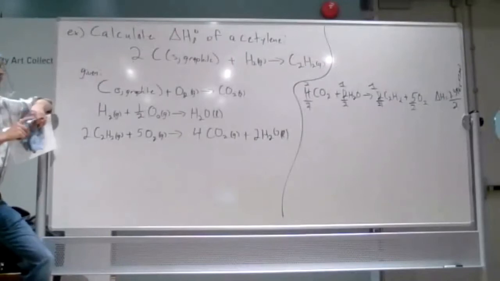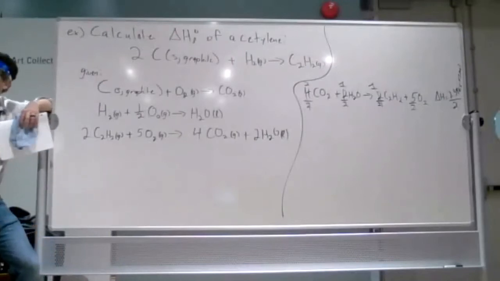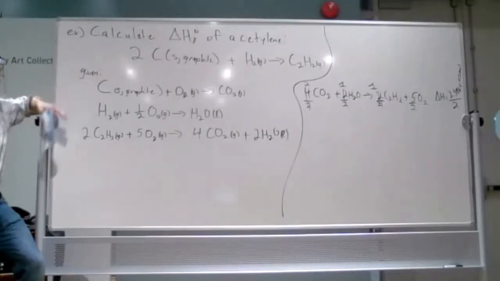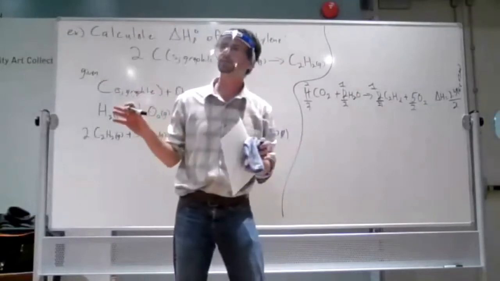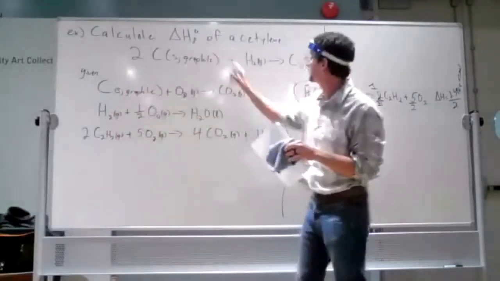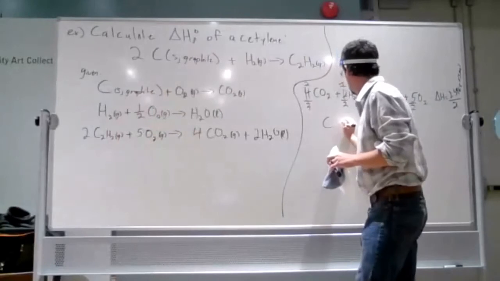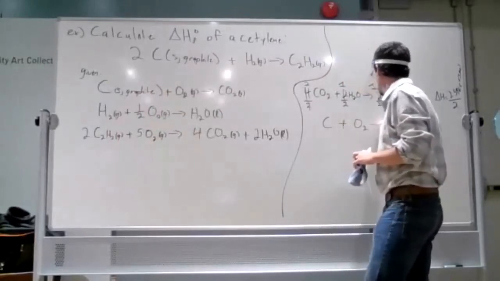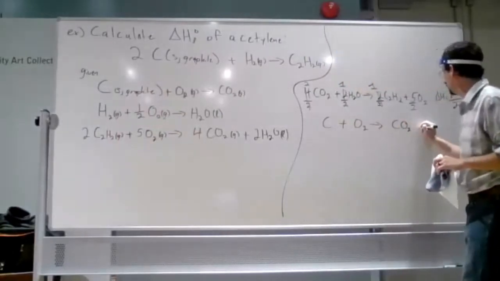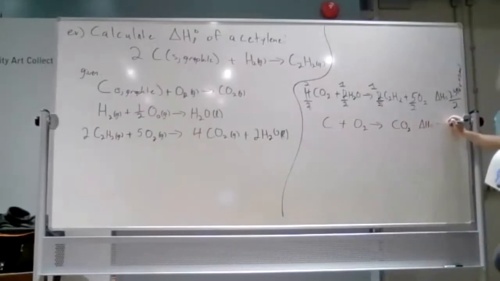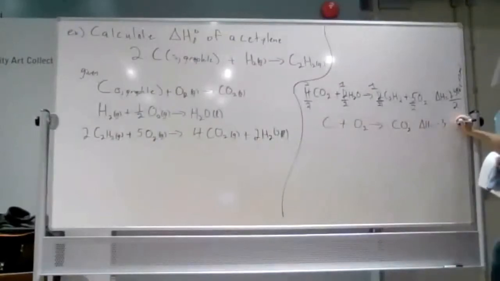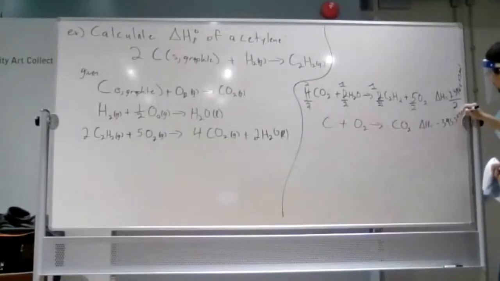I would look at solid carbon. Okay, there's only one spot where solid carbon appears. Which of these equations? First one. Okay, so let's write that first one out. Do we need to flip it? No, it's the correct direction. It's on the same side. So we got carbon plus O2 goes to CO2. What was delta H for this reaction? 393.5 kilojoules per mole.